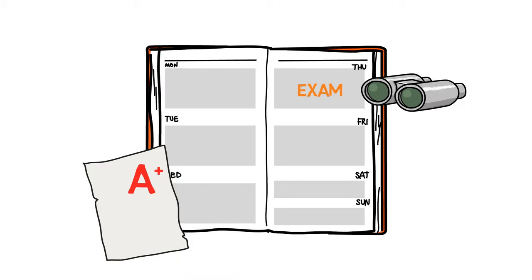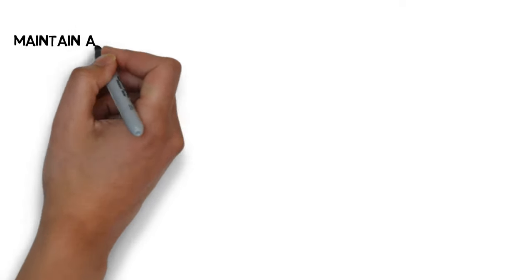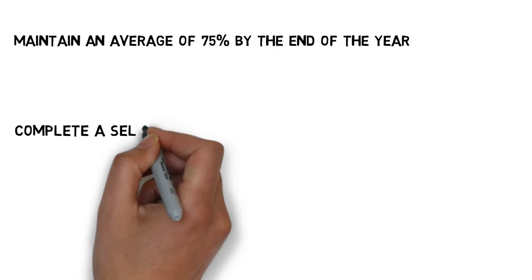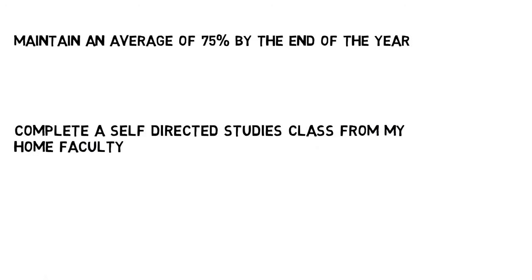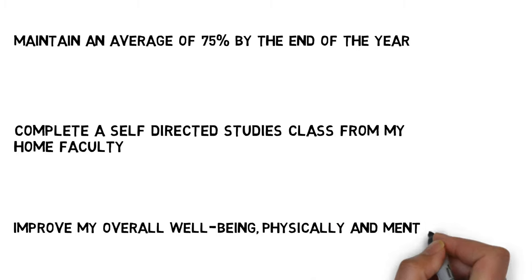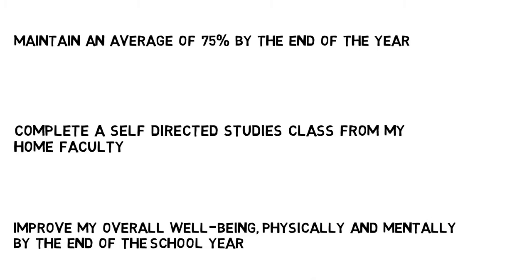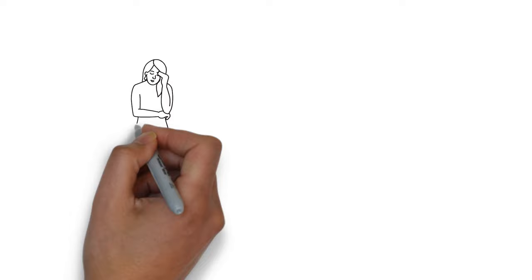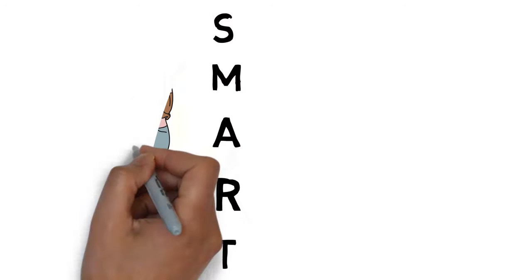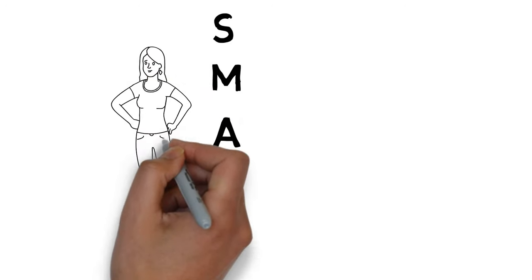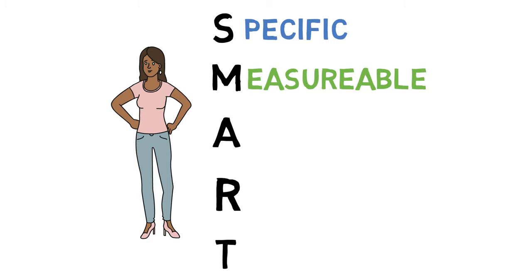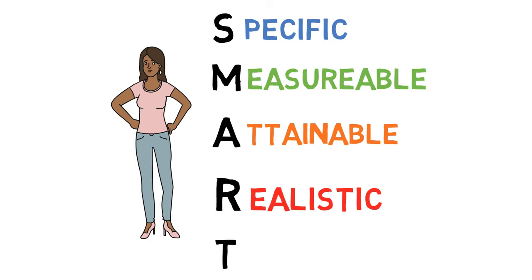Here are some good examples of long-term goals. Maintain an average of 75% by the end of the year. Complete a self-directed studies class from my home faculty. Improve my overall well-being, physically and mentally, by the end of the school year. At first, these goals will seem like daunting tasks. However, if broken down properly into SMART goals, they can be achievable with proper planning. SMART goals ensure that your goals are specific, measurable, attainable, realistic, and time-bound.